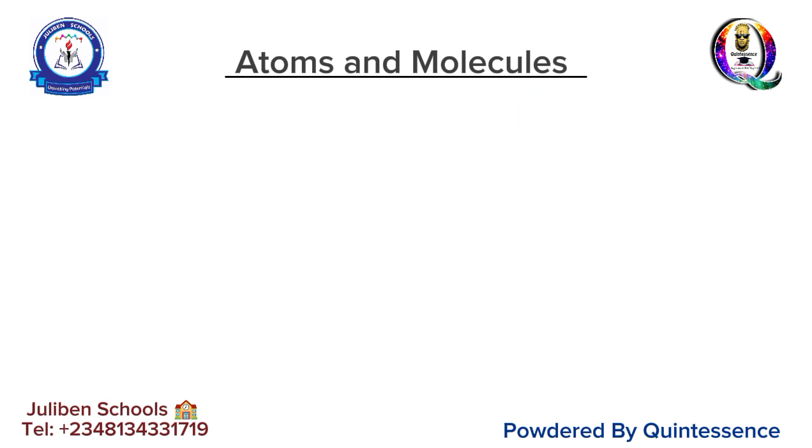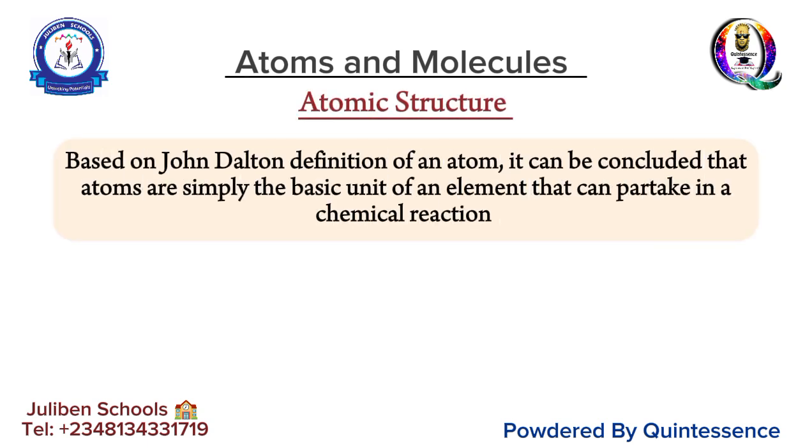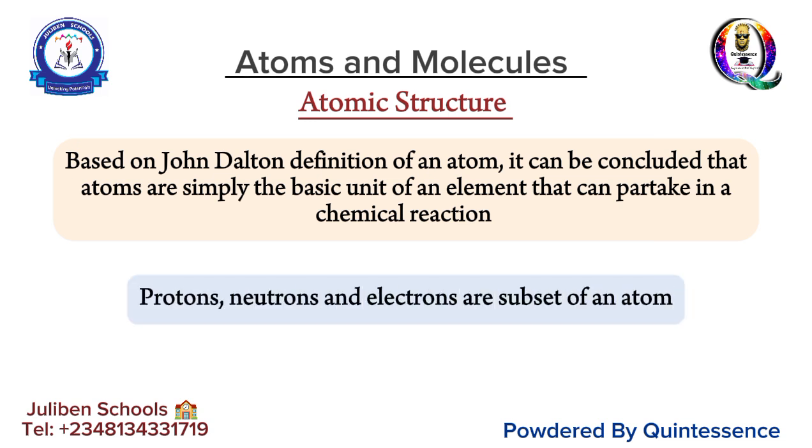All right, so basically that is that. Let's go straight to the atomic structure. Now, based on John Dalton's definition of an atom, one can conclude that atoms are the basic unit of elements that can partake in a chemical reaction. Basic unit of elements, that is the word, not indivisible, as the case may be. It was later discovered that protons, neutrons and electrons are subsets of an atom, which we are going to see one after the other.